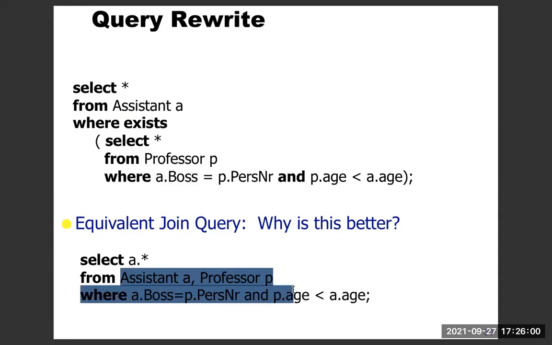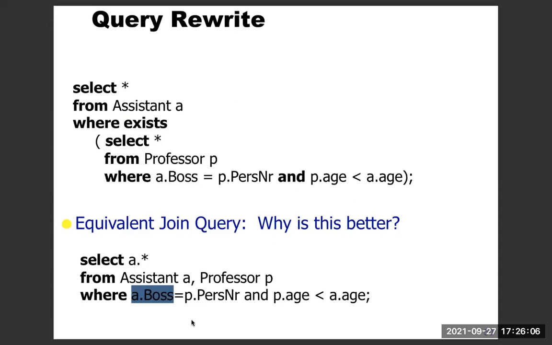I try to combine all the assistants and professors with the same condition. So the assistant's boss is exactly this professor. I find pairs and then compare their ages. If a professor is younger than the assistant, then okay, output all the assistant data. Exactly equivalent results. So the queries are equivalent. For every imaginable database, the result will be the same.